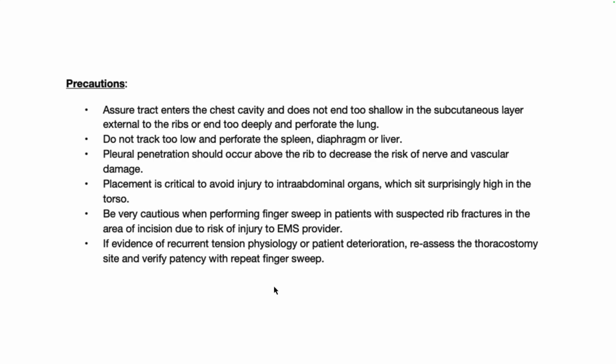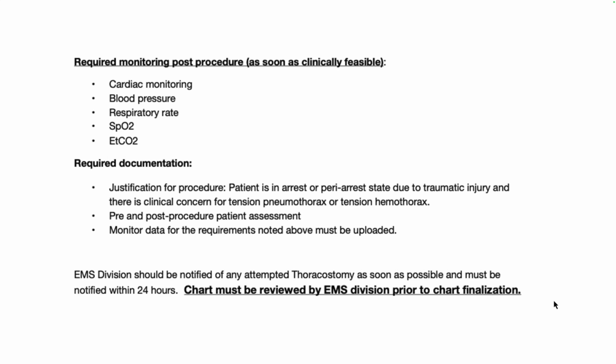And if it looks like the patient's getting recurrent tension physiology, reassess the site and verify pacing with a repeat finger sweep. If there's a chest seal on it, take that seal off, open it up, burp it. But also remember, if the patient is deteriorating and they're a trauma patient, don't forget, hemorrhage is still our highest cause. Make sure that we're adequately resuscitating the patient because they need that volume as well. So we're both going to be thinking about the tension pneumothorax and managing that, but we have to do our fluid resuscitation or our blood resuscitation as well. They go hand in hand.